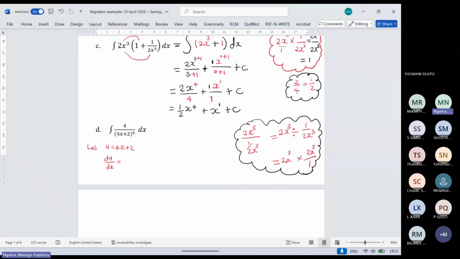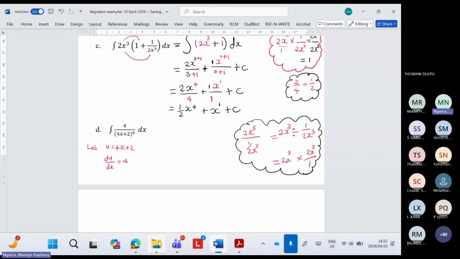When I differentiate this, I know it's x to the power 1 minus 1, that's going to give me 0. And we know that x to the power 0 is equal to 1. So we're going to say 4 times 1, which is just going to give me a 4. And then we know that the derivative of a constant is 0. So it's just going to be the 4.